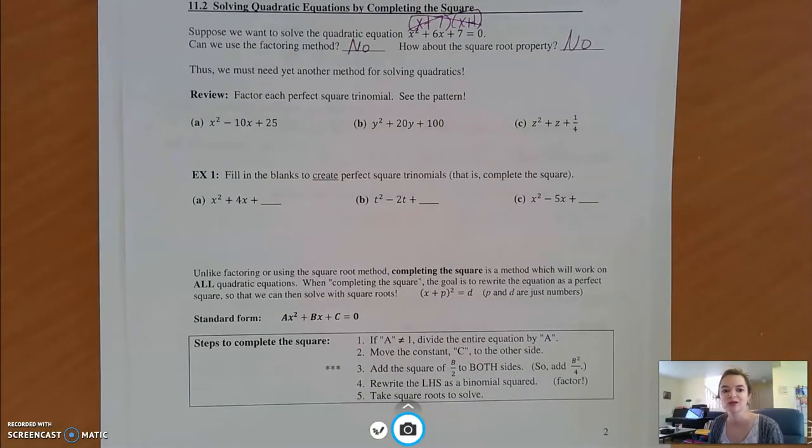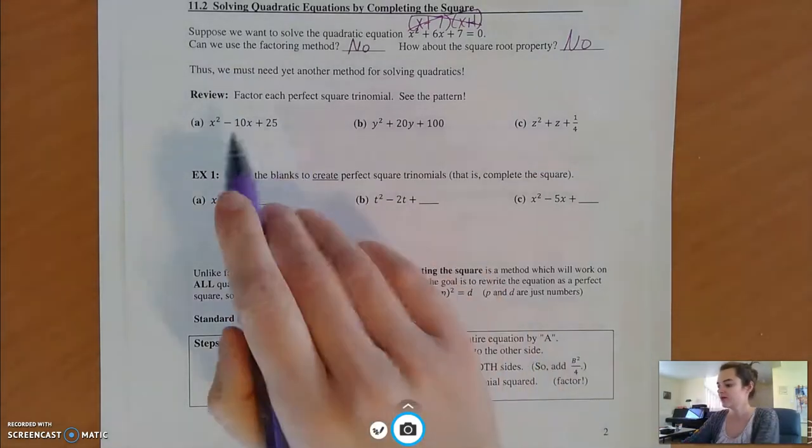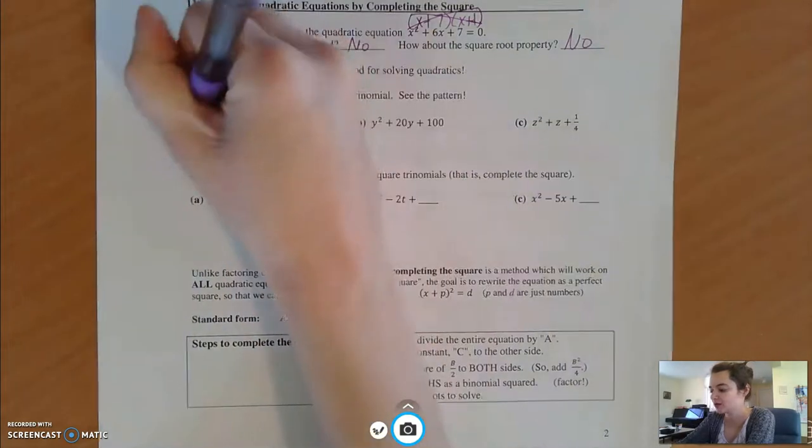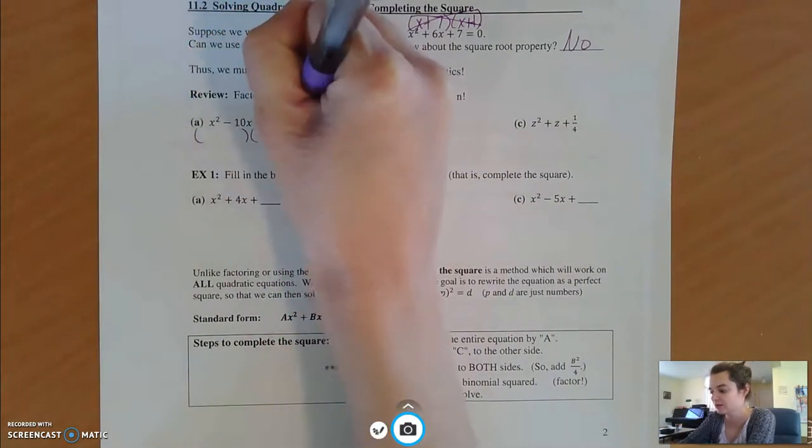Okay, so we're going to look at just perfect square trinomials first. We're going to factor them, and then we're going to look at some patterns. Okay, so first one I have is x squared minus 10x plus 25. If you wanted to factor that, we'd probably do guess and check factoring.